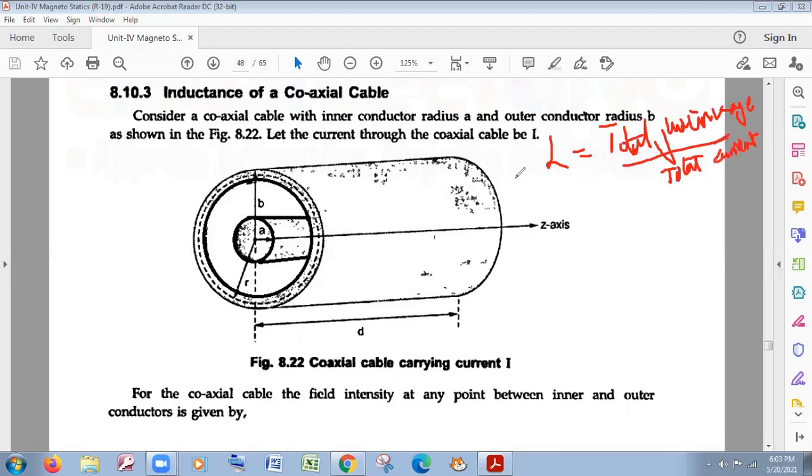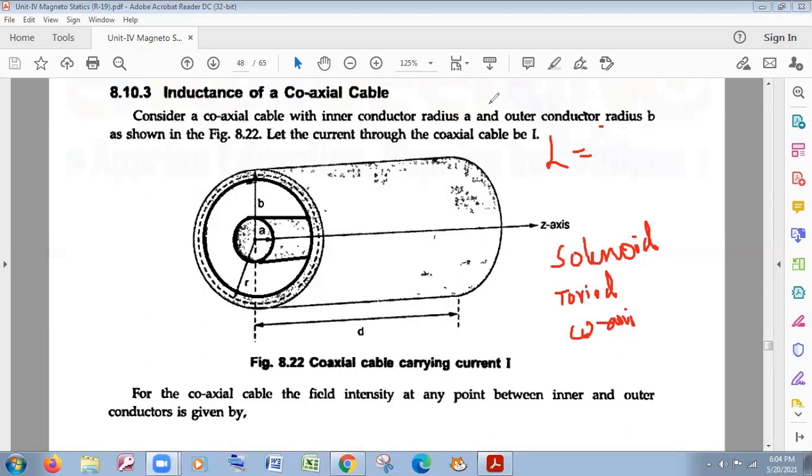L is equal, okay, by using the solenoid, by using the toroid, or by using the coaxial cable. Inductance of the solenoid, inductance of the toroid, and inductance of the coaxial cable.